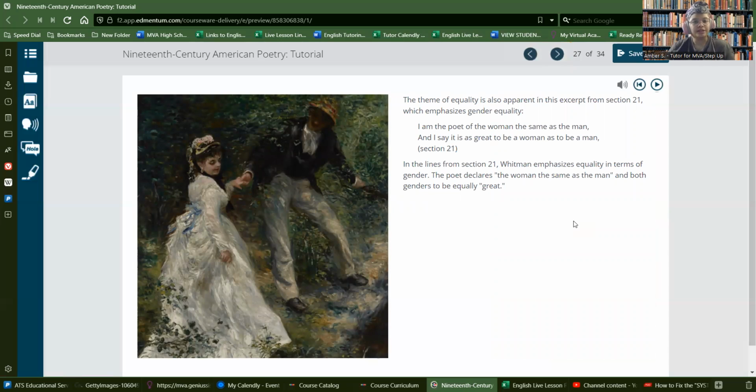Alrighty. On slide 27, we go into another example of the theme of equality because it happens a lot in this poem. So he emphasizes gender equality, which is not something that many people supported during that time, but Walt Whitman was very specific. "I am the poet of the woman, the same as the man, and I say it is as great to be a woman as to be a man." So he's basically saying that women are the same as men and they are great. And this was not a view that everybody shared at the time. So he's just being very loud and proud about his thoughts about gender equality.